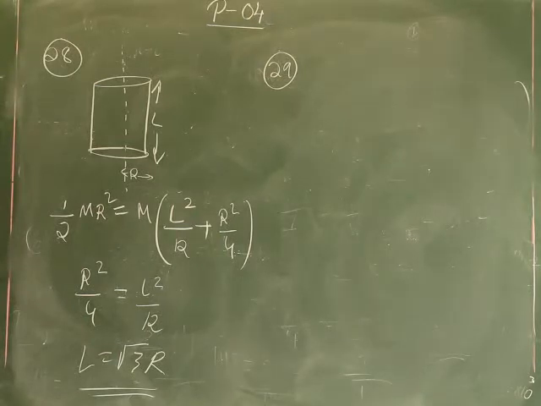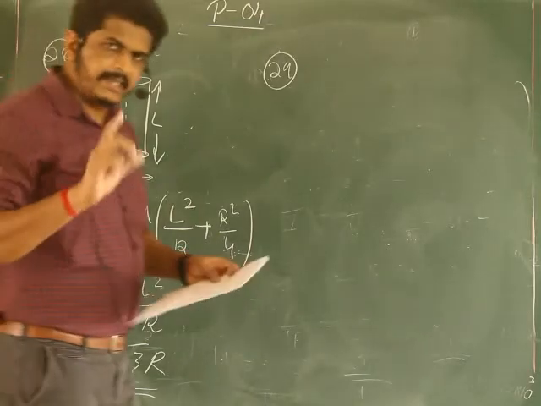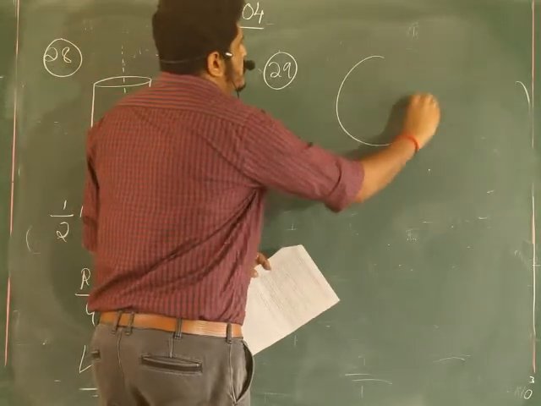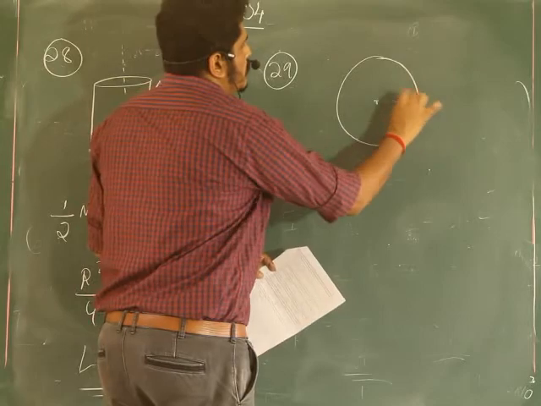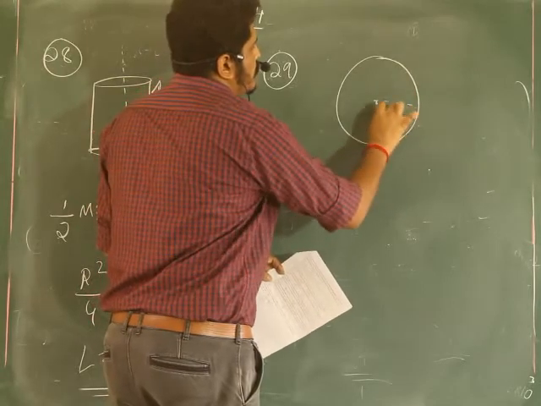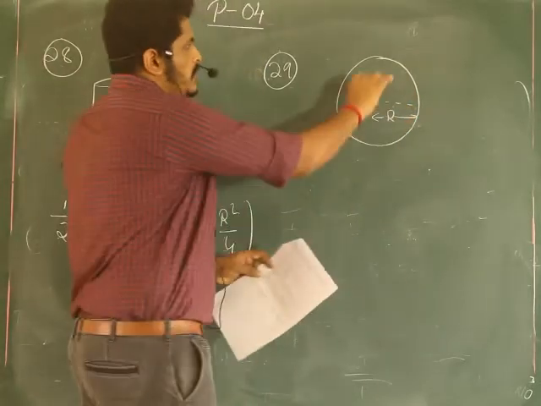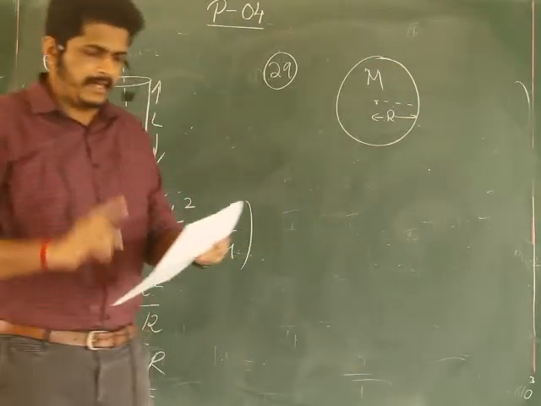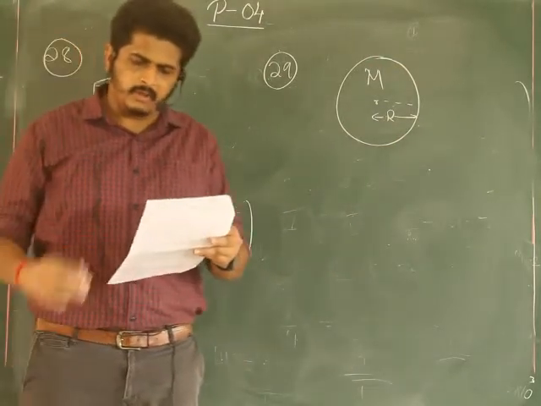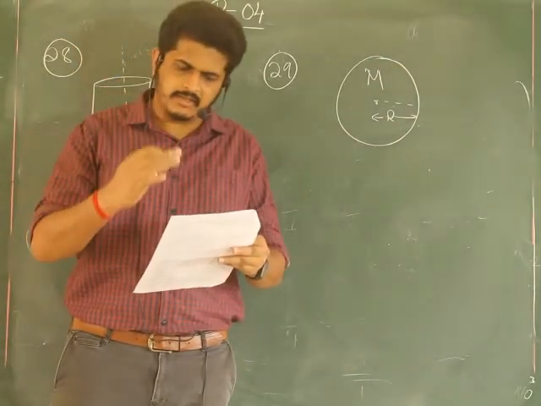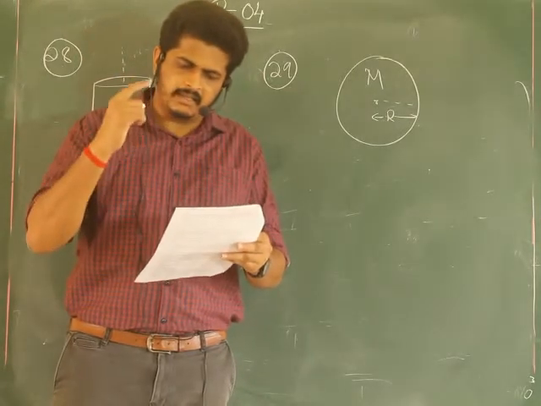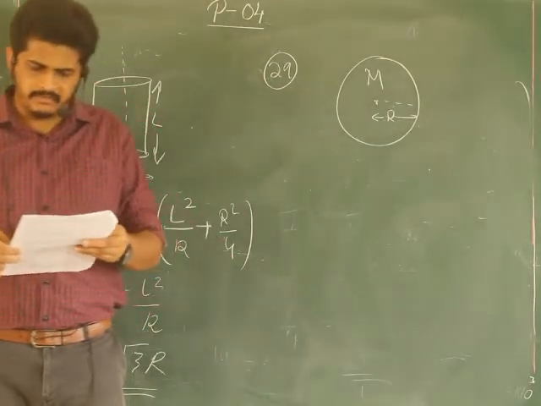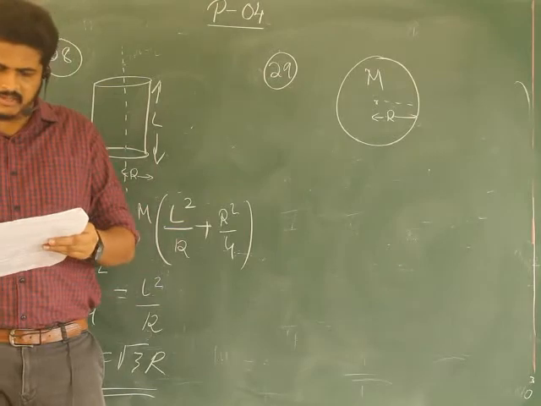Question number 29. The question is, a solid sphere of mass m. A solid sphere is there, radius also they have mentioned, of mass m and radius r, having moment of inertia about an axis passing through the center of mass as I, is recast into a disk of thickness t.